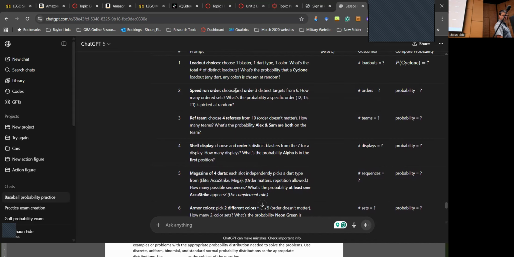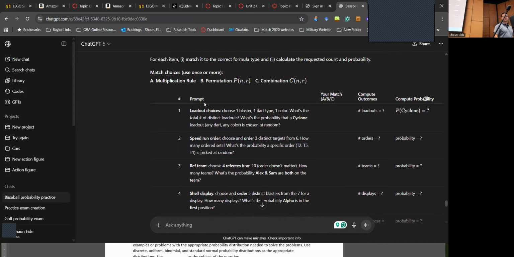So choose an order of 3 distinct targets from 6. How many different ordered sets? What's the probability of a specific order? T2, T5, T1. There are 6 targets that you can hit, but you are choosing 3, and it matters what order you hit them. So what's the probability of you hitting this target, then this target, then this target?